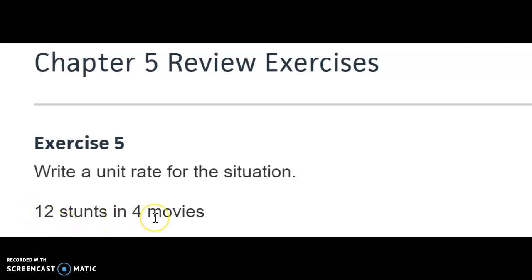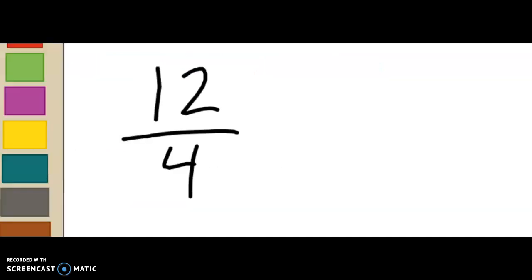So we have 12 stunts in 4 movies. We just need to divide. The way that we show unit rate is as a fraction, so we do 12 over 4. 4 goes into 12 how many times, people? You can do it.